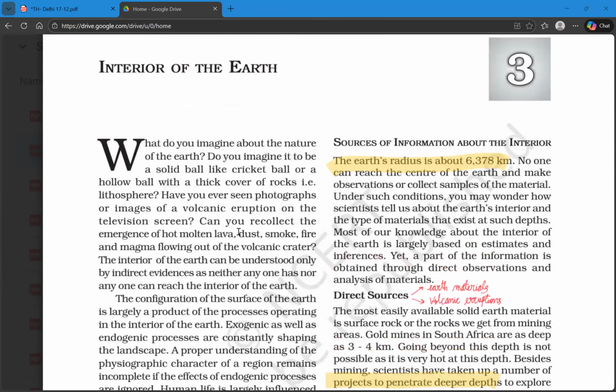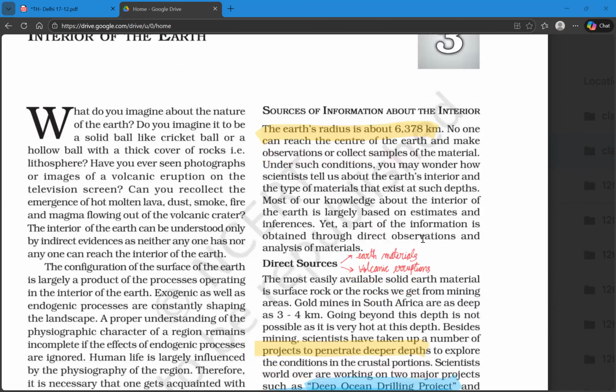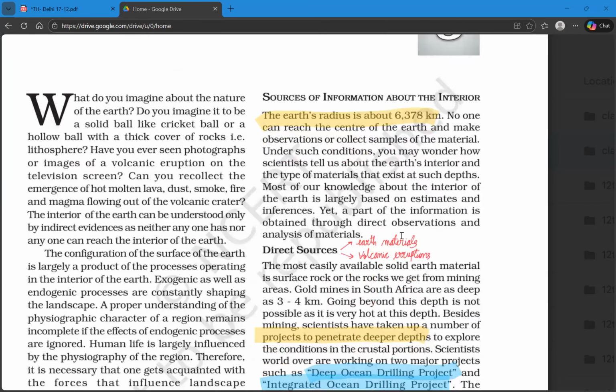So let's go to the sources of information about the interior. We all know that the Earth's radius is about 6,400 kilometers, and 6,378 kilometers to be precise. But no one can reach the center of the Earth and make observations to collect samples of the material. Under such conditions, you may wonder how scientists tell us about the Earth's interior and the types of material that exist at such depths. Most of our knowledge about the interior of the Earth is largely based on estimates and inferences. Yet, a part of the information is obtained through direct observations and analysis of materials.